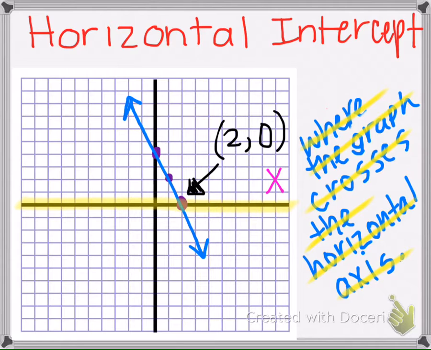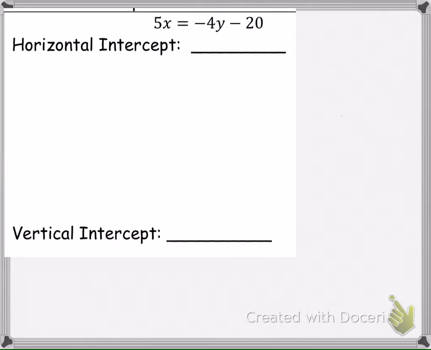So for a point to be on the horizontal axis, we need a 0. And since the first number is the x value and the second number is the y value, when we find a horizontal intercept, the y value is always 0. So if we're going to find the horizontal intercept in this problem, we need to plug in a 0 for the y, and then we can solve it algebraically.